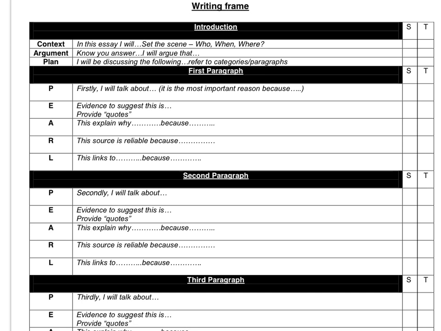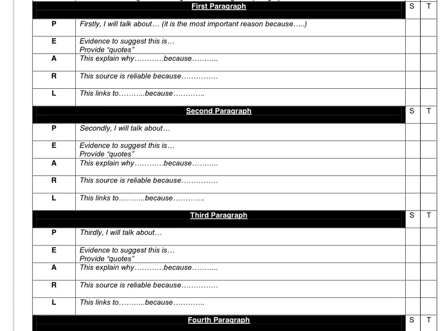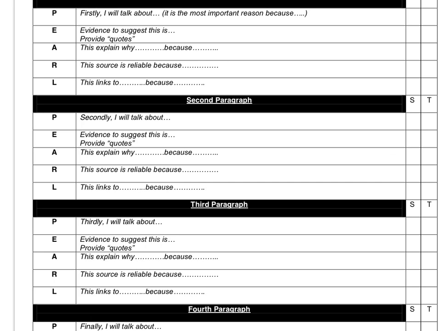Each of your 3 paragraphs has a writing frame provided on the other side of the sheet of paper. Firstly, I will talk about the most important reason, evidence to suggest this, and the example of extending your skills by providing quotes. Analysis, this explains why the Great Fire was so destructive because. We don't need to worry about reliability because we're not looking at sources here, unless of course you've identified some. And the ability to link together.